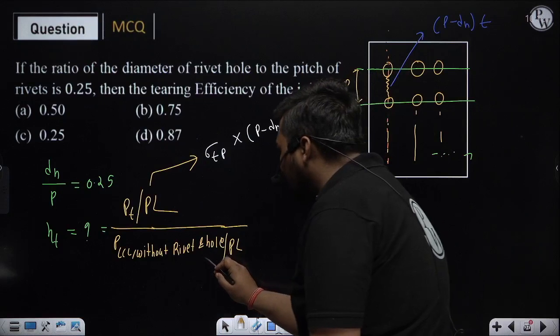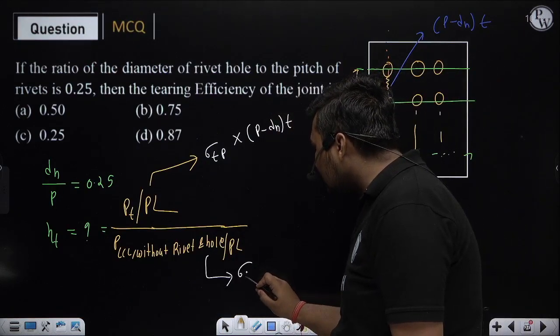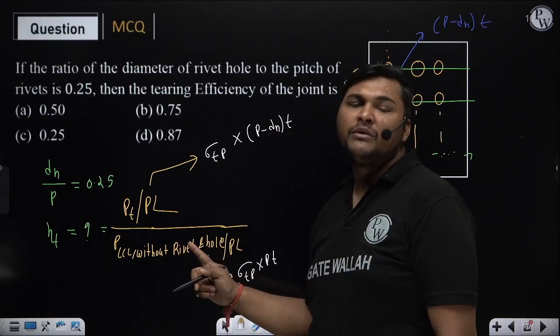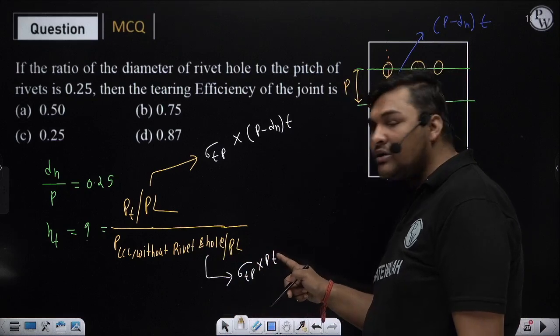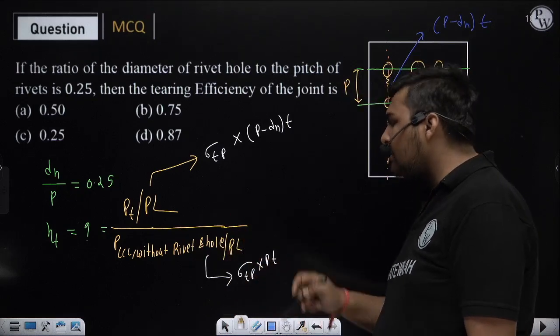Now on the lower side, we will take the load density without rivet and hole per pitch length. You can directly remember this expression: it will be sigma TP into PT. If you are calculating total load density without rivet and hole, it will be sigma TP into WT. If you are calculating load density without rivet and hole per pitch length, it will be sigma TP into PT.